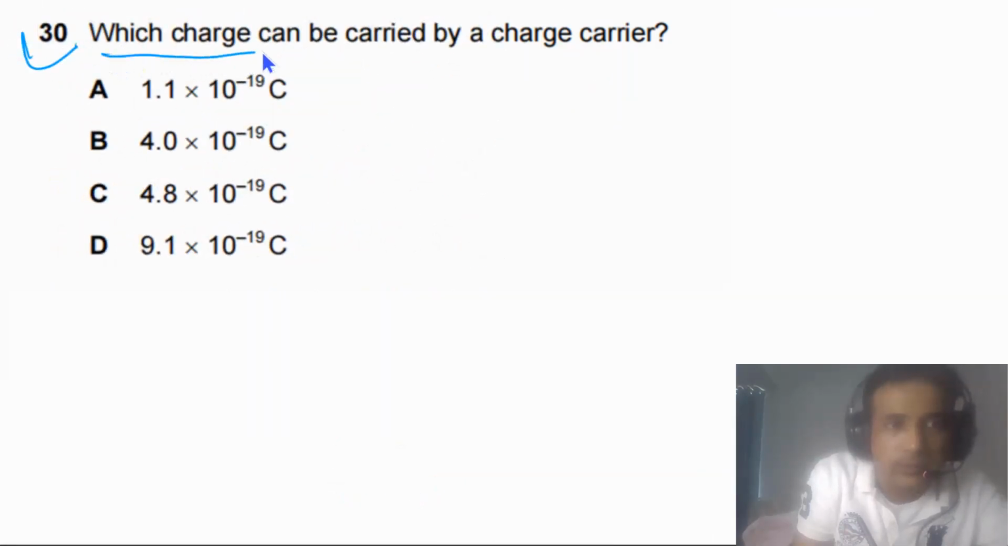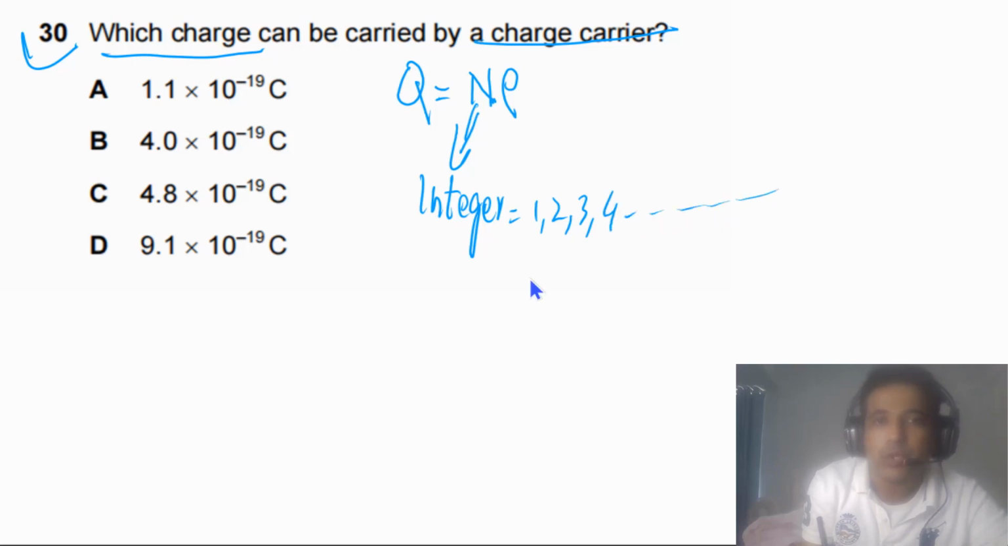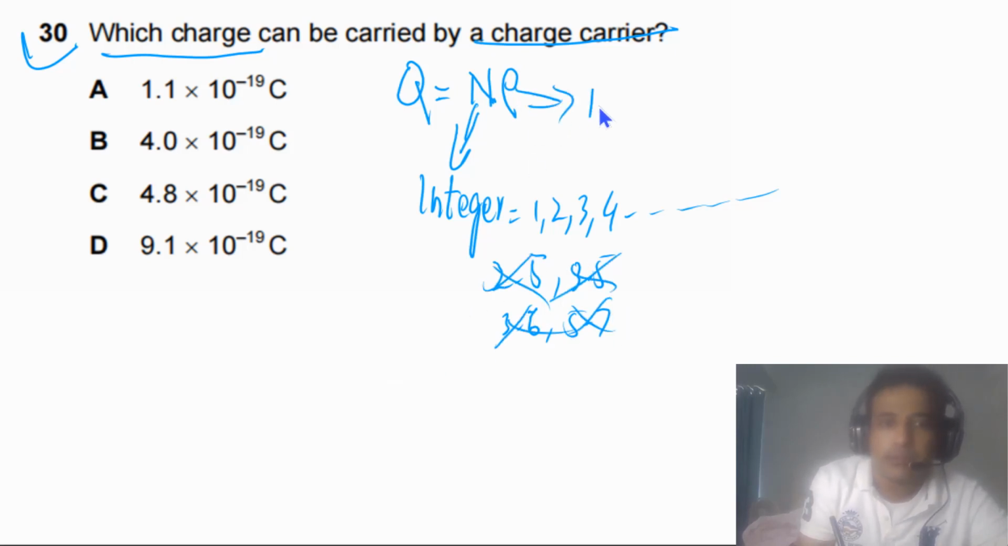Question 30 says which charge can be carried by a charge carrier. Charge on any charge carrier has to be integral multiple of the charge on single electron. It simply means that n has to be integer number. Integer means it can be 1, it can be 2, it can be 3, 4, and so on. But 2.5, for example, 3.5, 3.6, 5.7, these are not possible. So these are not integers. And e is equal to 1.6 times 10 to minus 19 coulombs.